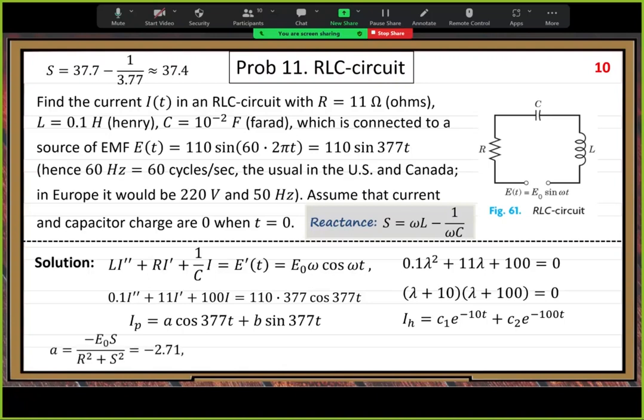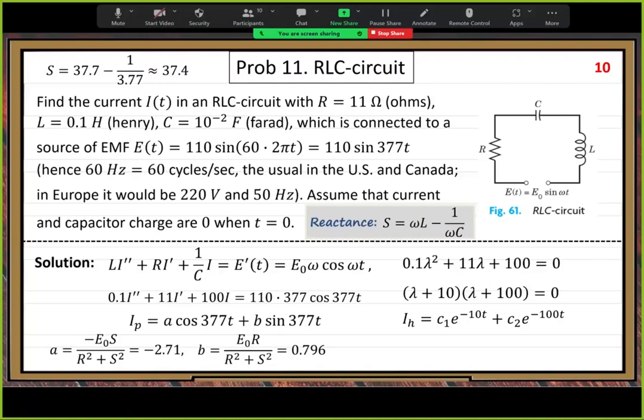Then we have the A formula. This is the A formula. E0, this 110 is E0, the magnitude of this electromotive force, EMF. So negative E0 S over R squared plus S squared, all known, we plug in, we get this number, A. And B, that formula. We just take the formulas, those two formulas.